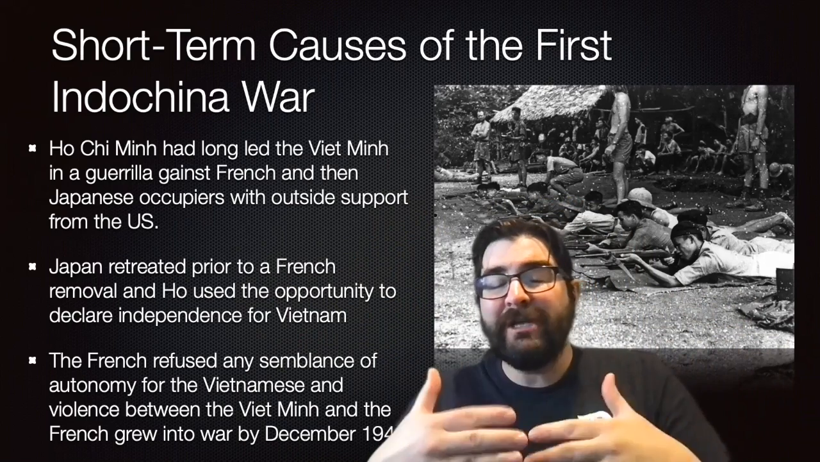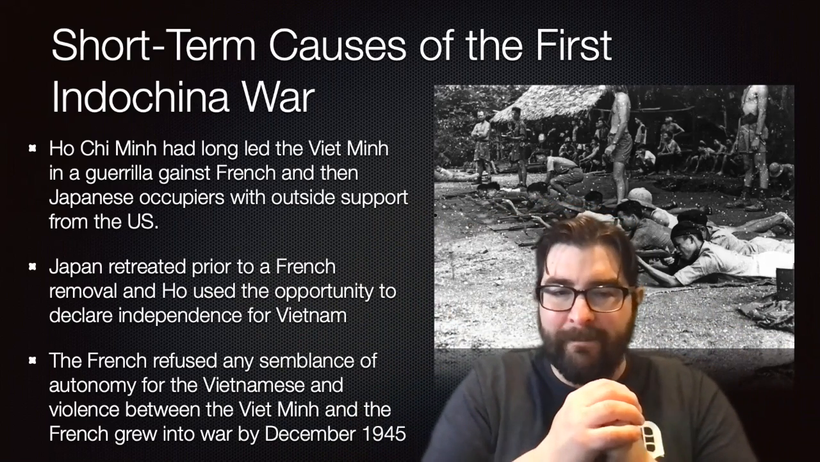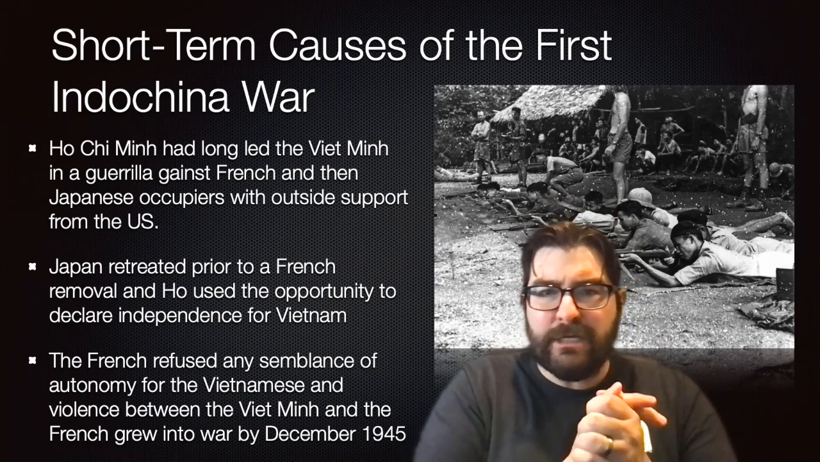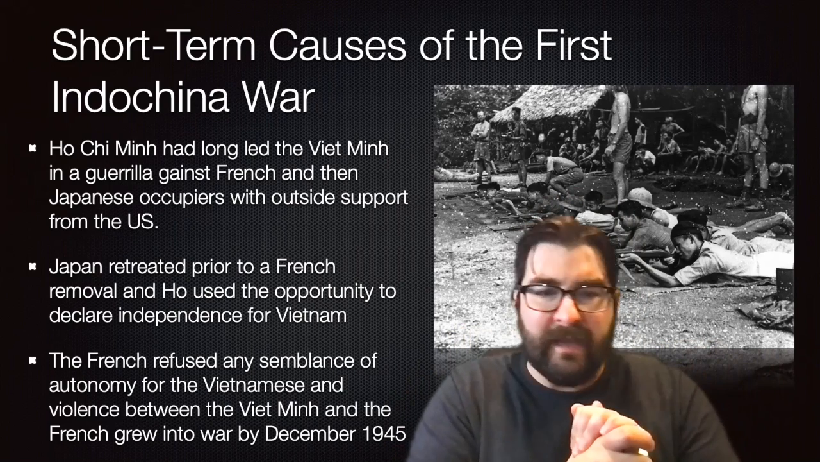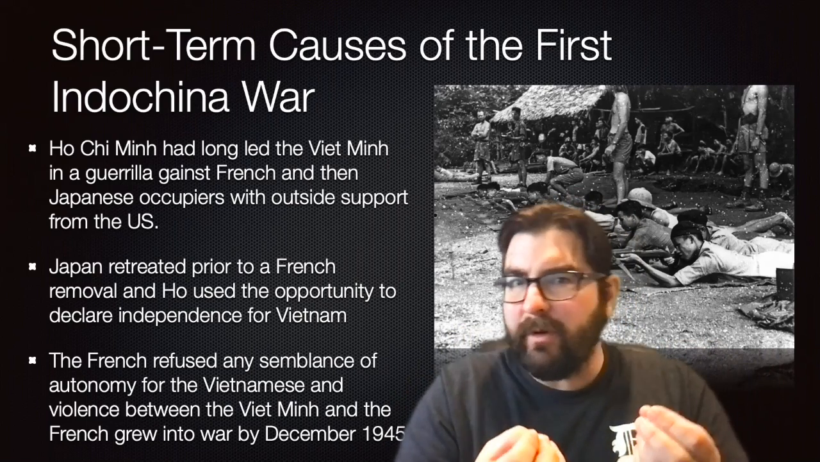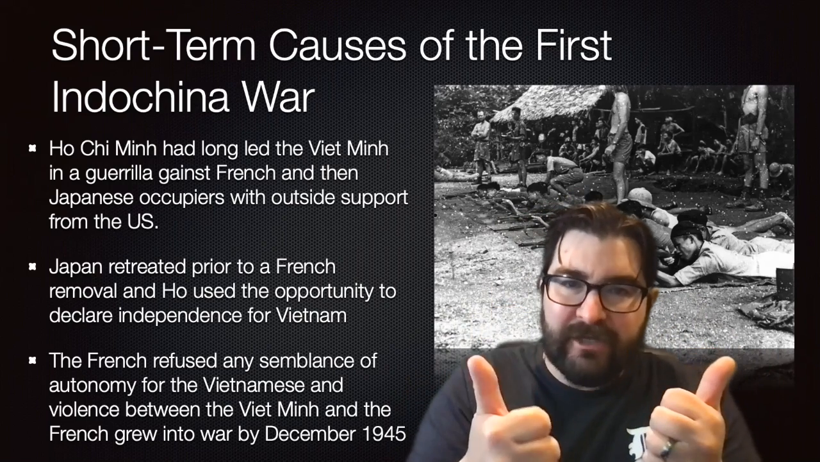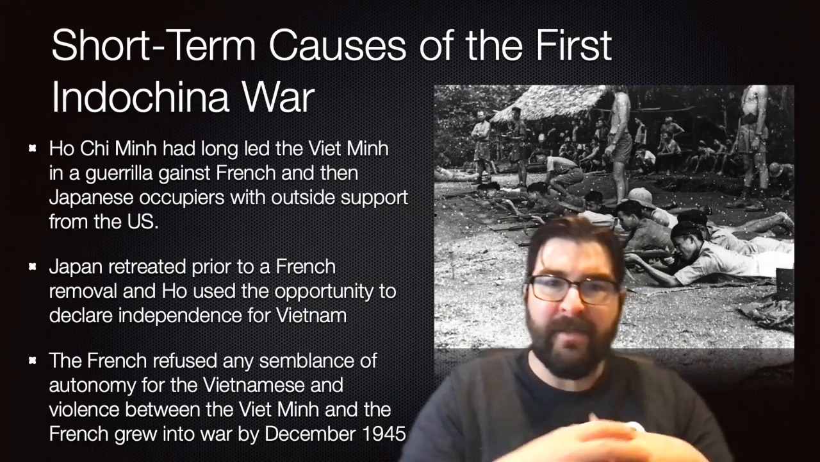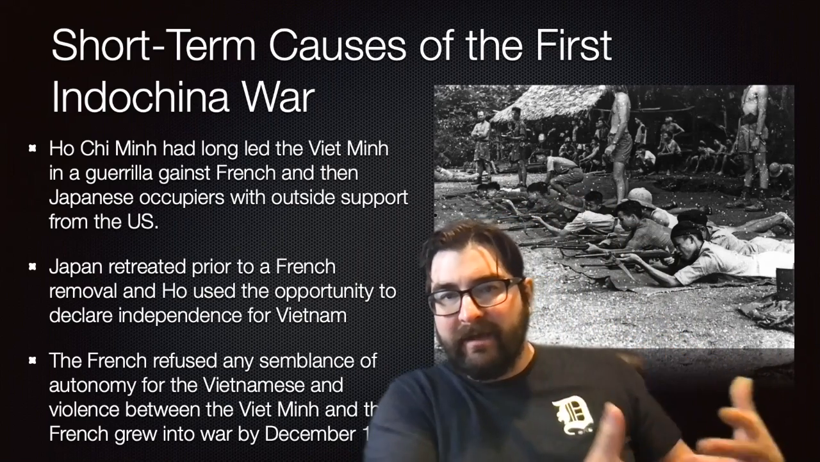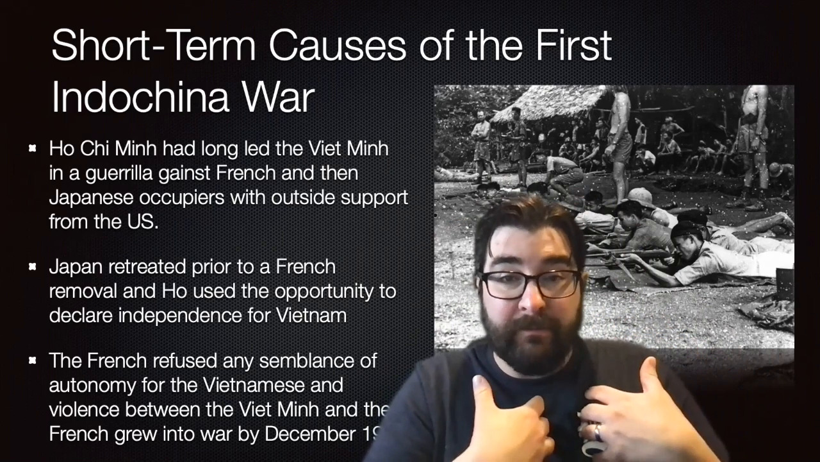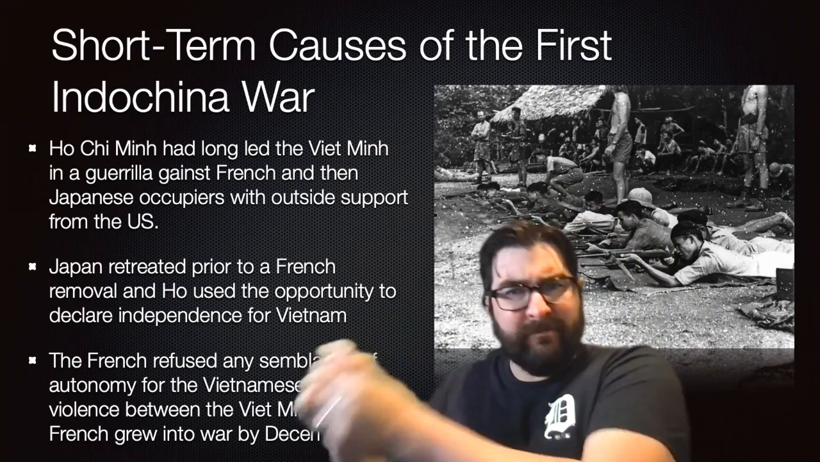Japan is going to retreat prior to the French removal of their control. And so Ho Chi Minh is going to use this as an opportunity to declare independence for Vietnam. And I strongly encourage you to get into the 1945 Declaration of Independence for the nation of Vietnam. Ho Chi Minh very purposefully is going to use the language of the American Declaration of Independence and the French Declaration of the Rights of Man and Citizen to make a plea for the same enlightened ideas that led to our country's independence from England and the end of the French monarchy to the Vietnamese people.